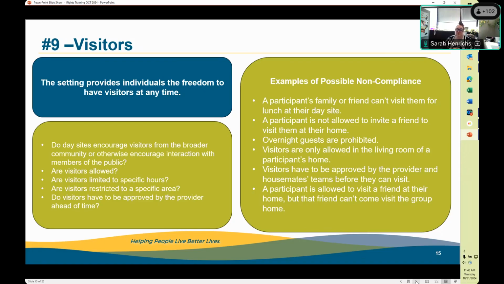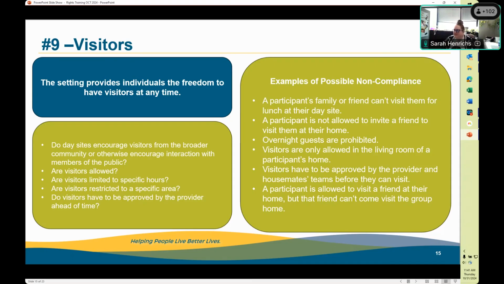Visitors have to be approved by the provider and housemates' teams before they visit. I've seen providers try to put that in a lease before. That is certainly not allowable under the final settings rule. And a participant is allowed to visit a friend at their home, but the friend can't come visit the group home. Because some providers will try to say, well, they can visit. They can spend time with this friend. We aren't limiting that. We just aren't letting it happen in the participant's own home. Still no.